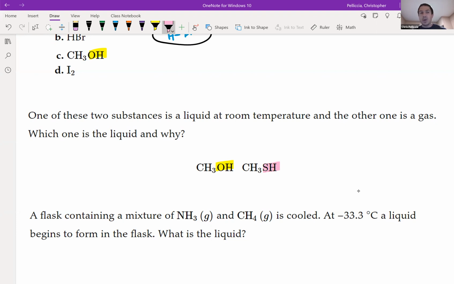CH3SH is going to be polar, but that SH bond is not polar enough to generate the uniquely strong hydrogen bonds, and therefore will interact with other molecules, other CH3SHs, via simply dipole-dipole interactions. That is a weaker interaction than a hydrogen bond, telling us that CH3SH is going to be a gas at room temperature, whereas methanol will be a liquid at room temperature.